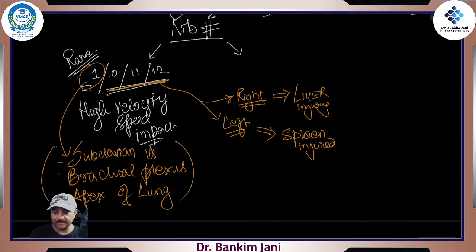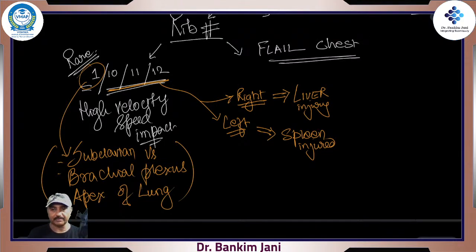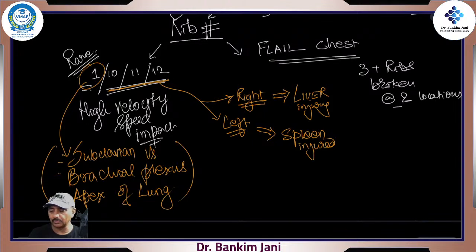Let's write things over here. Another thing which we have seen in more detail, yeah? Yesterday we talked about flail chest, right? Flail chest, when multiple ribs are broken. Technically speaking, when three or more ribs are broken, and this is at least at two points, two sets.